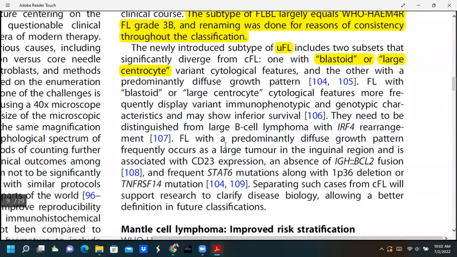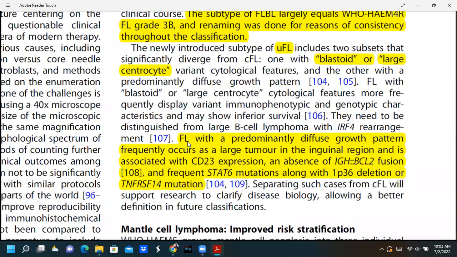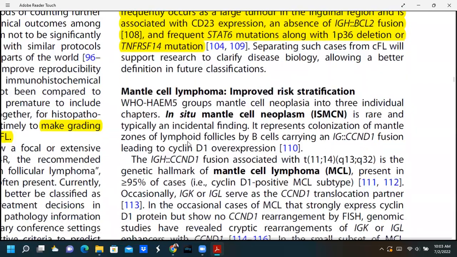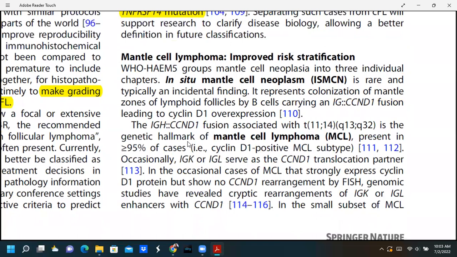And then there is another one, follicular lymphoma with predominantly diffuse growth pattern. This one is a separate entity and comes under uncommon features. And this is basically having features as it's a large tumor in the inguinal region associated with CD23 expression, absence of BCL2, frequent STAT6, and 1p36 or TNFRSF14. So that's that. Mantle cell lymphoma.